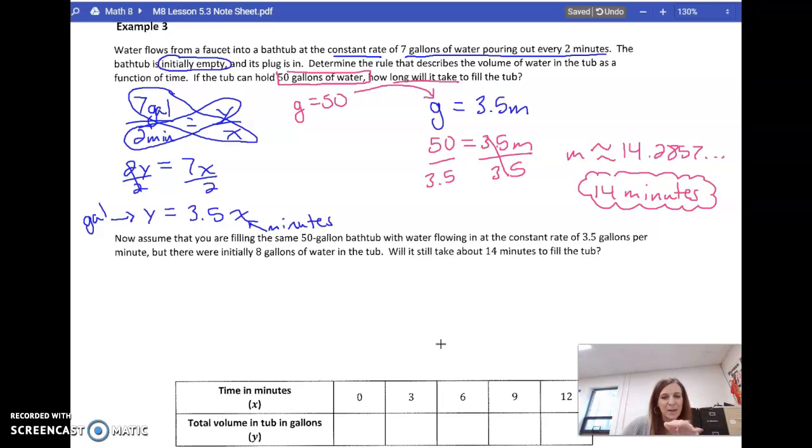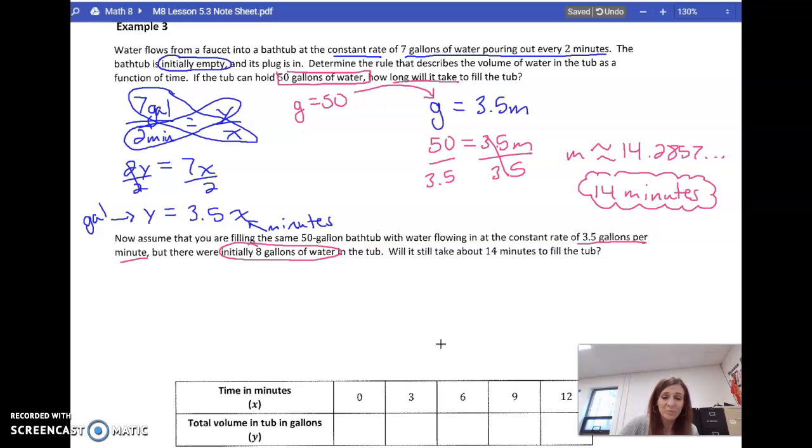Here's the semi-new part. Not really new, you've dealt with it, but maybe just not identified it. Now assume you're filling the same 50-gallon bathtub with water flowing at a constant rate of 3.5 gallons per minute. We got that here. But there were initially 8 gallons of water in the tub. Will it still take 14 minutes to fill?